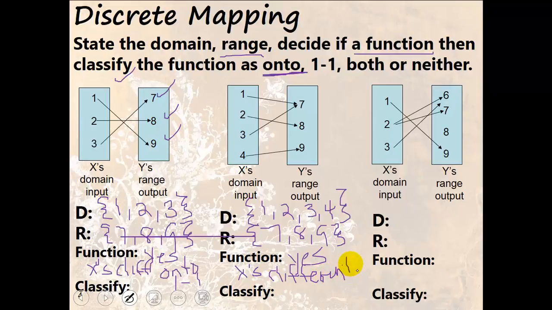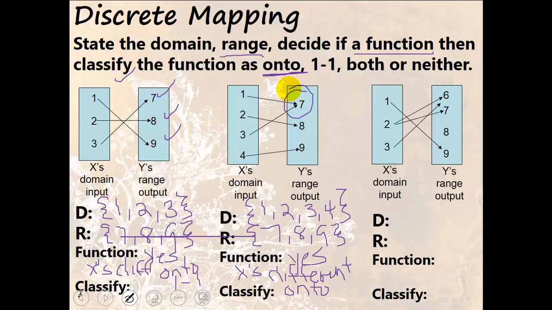X is different. And then we have to classify it. All right. So does every y go to an x? Yes. So it's onto. Every y has an x. And then is every y different? Well, if you notice here, I have 2 x's going to 7. All right, 2 x's going to 7. So this is just onto. It is not 1-to-1. Right?